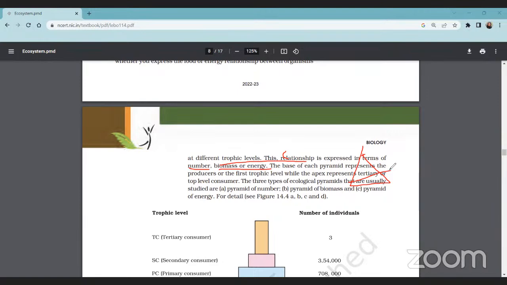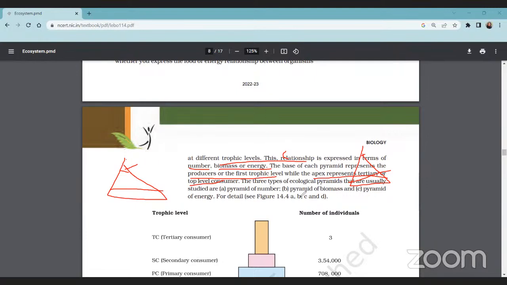The base of each pyramid represents the producers. At the base, the number is more because the producers are more; they occupy the bottom space. They are the producers, the first trophic level. And the apex represents the tertiary or top-level consumers; they are present in the apex region.